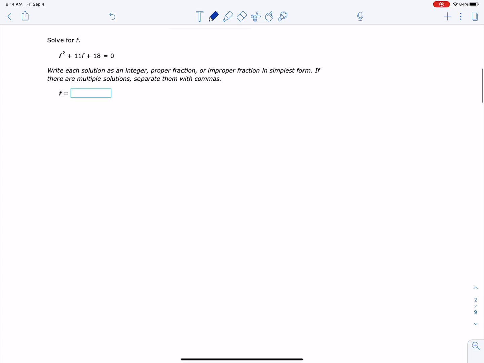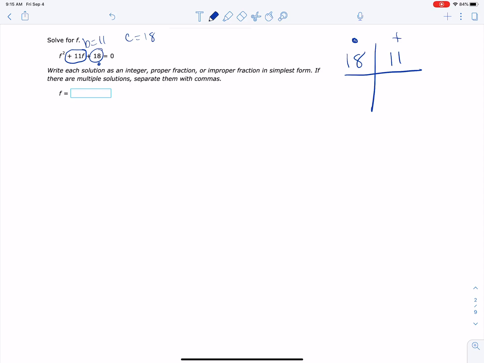So I'm starting off with a very simple trinomial where the a value is 1. That's your a value. Your b value is 11, and your c value is 18. Okay, just to refresh your memory on all that. So when my a value is 1, the way I like to solve my trinomial by factoring is I make a little table. And I'm looking for numbers that multiply to make 18 and add together to make my middle term, which would be 11.